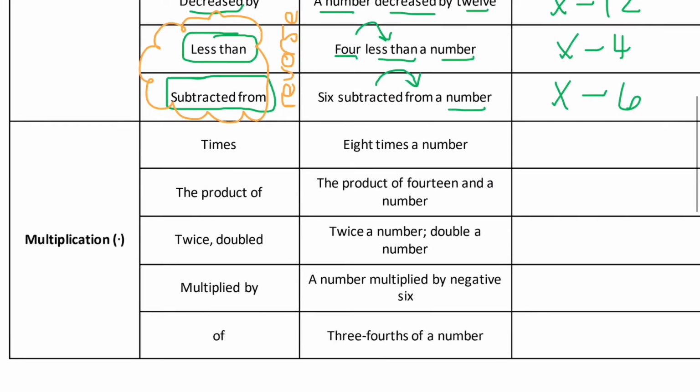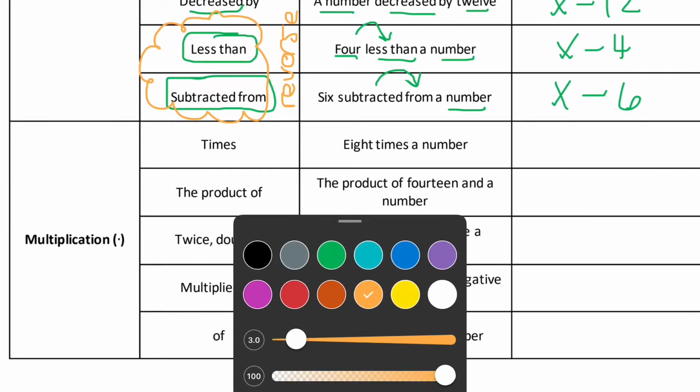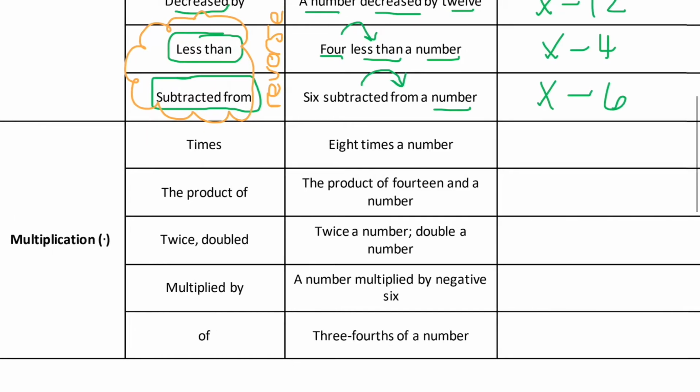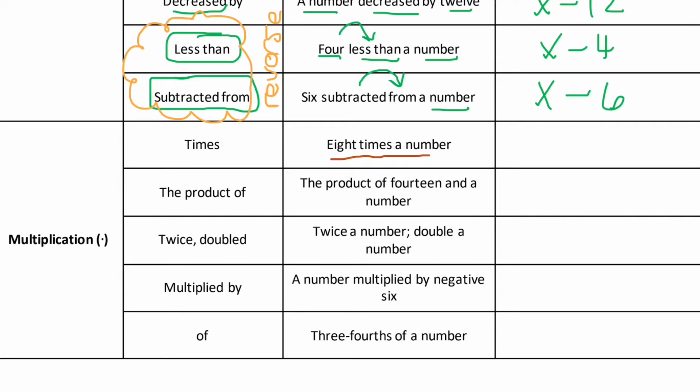Let's talk now about multiplication. I need a new color, and we're going to talk about the words that we have here. Everybody knows times, so 8 times a number means 8 times a number. Instead of writing 8 times x, we could just write 8x. Remember that a number and a letter right next to each other means multiplication. Product is the answer to a multiplication problem. So when you see product, you would be like, oh, okay, those are multiplied. The product of 14 and a number, 14 times x, which would be 14x.